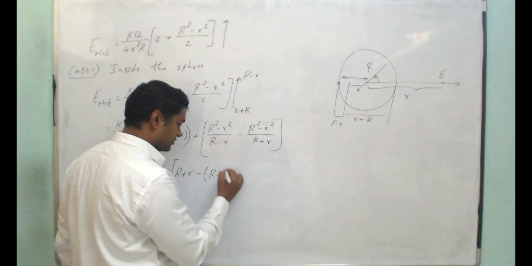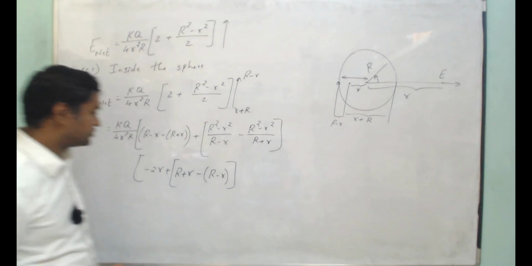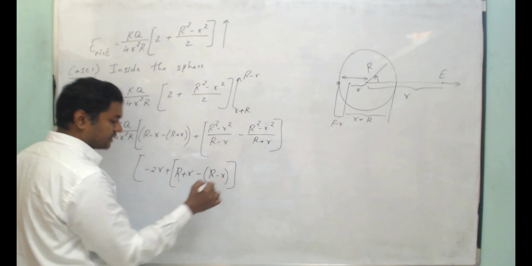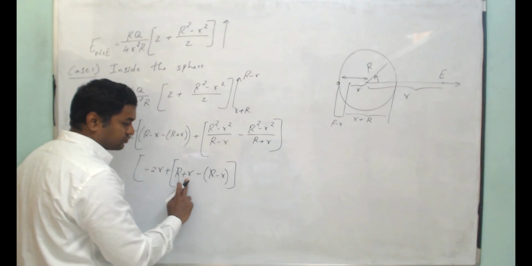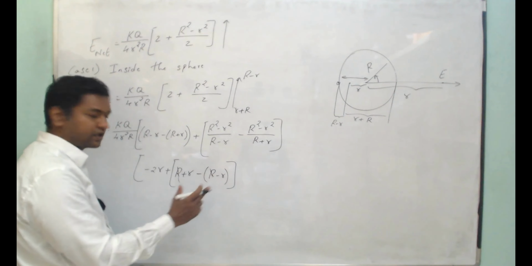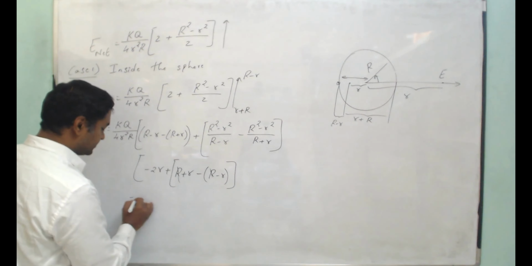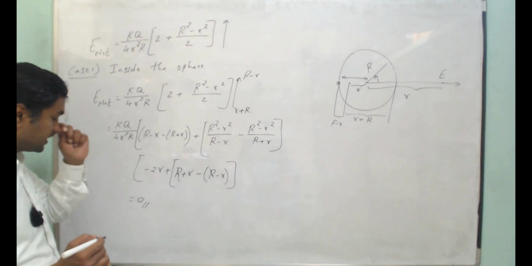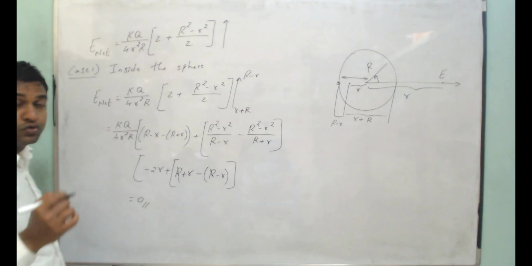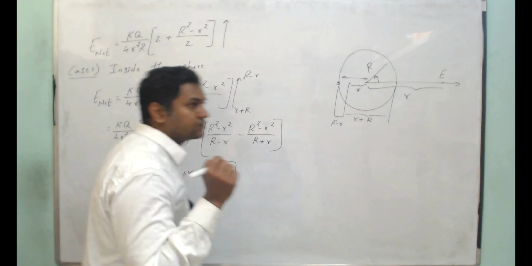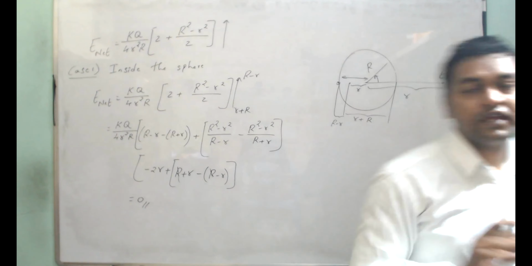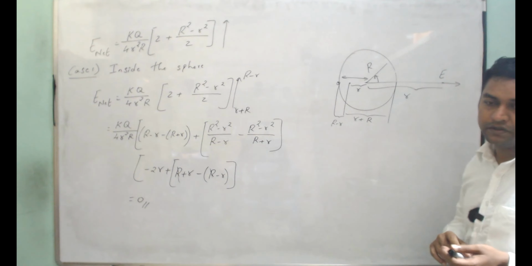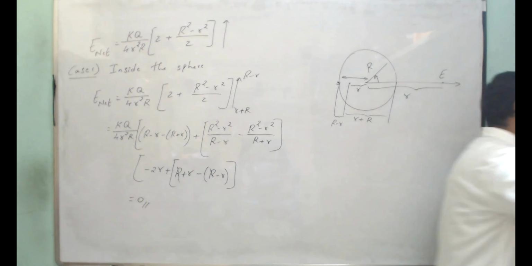So how much are we getting here? Capital R minus capital R will cancel, and small r plus small r will be 2 small r minus 2 small r, which is 0. I told you to write a statement over there and put 2 star marks: field inside the hollow sphere is always 0. Anywhere inside the hollow sphere, electric field is 0.